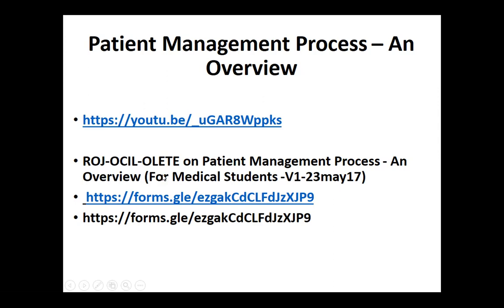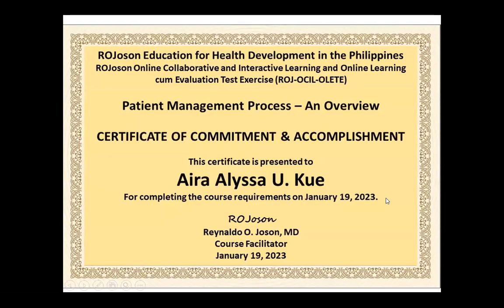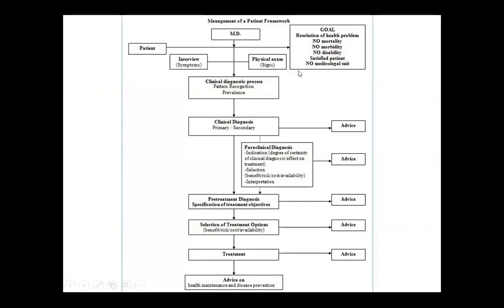Okay. So at the end of the session later on, I will be giving you an online learning cum evaluation test exercise, which you will answer. Okay, so try to get a perfect score given 2 tries, 3 tries, or 4 tries. Okay. So get a perfect score for mastery of learning. Then if you pass the OLETE, if you get a perfect score, then I'm going to give you a certificate of commitment and accomplishment. Okay. So this is basically the framework that we'll be using for today.